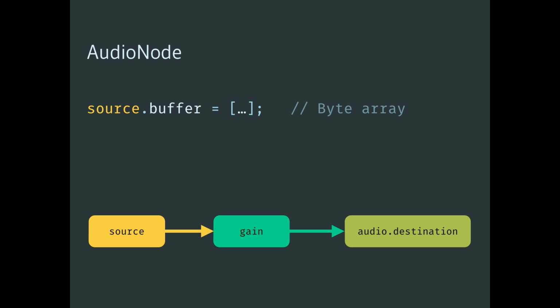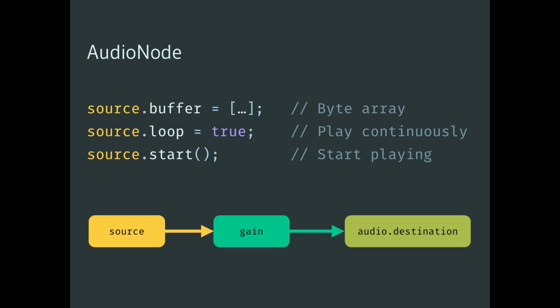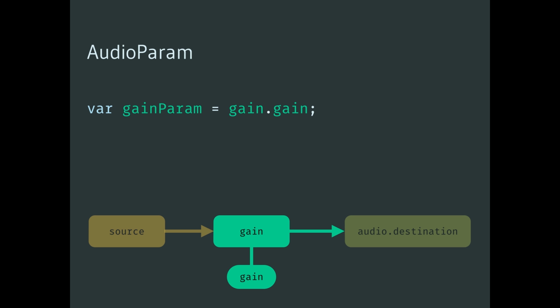The source node, we have to do several things. Each node has its own methods and its own API for putting things into it. So the source node, we have to give it some data for it to play back, which you could get from a WAV file or an AIF or something. That's a separate request. We'll tell it to play back continuously, and then we'll tell it to start playing. So that sets up our first audio graph.